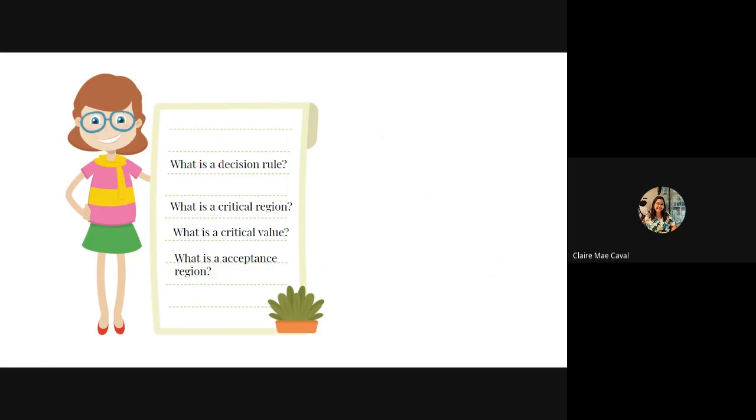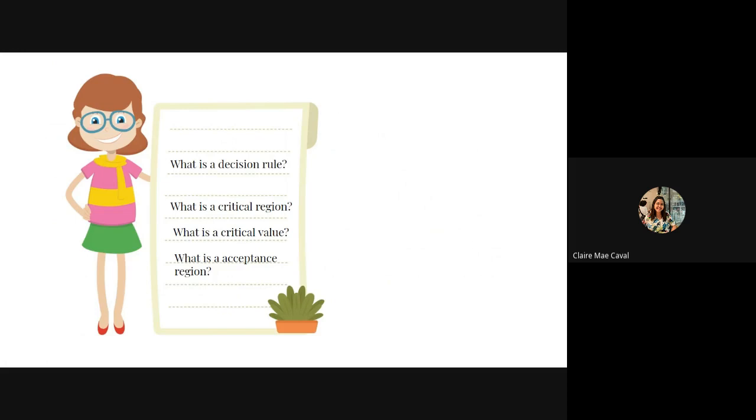Okay? So next, what is a decision rule? I have here questions. What is a decision rule? What is a critical region? What is a critical value, and what is an acceptance region? When you say decision rule, this is the region, the critical region. This is the criteria whether or not you accept or reject the null hypothesis. So that's your decision rule.